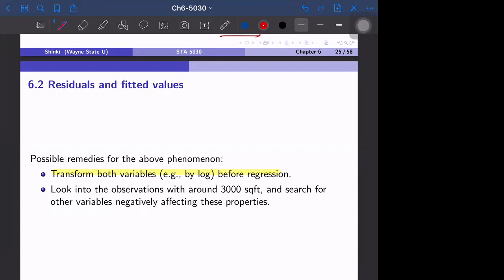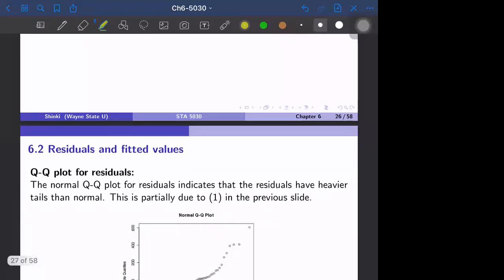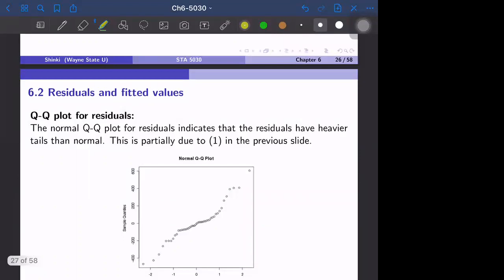One possibility is maybe log of y on x, or since the relationship is almost linear originally, maybe we take the logarithm of both x and y. Another remedy is to look into the observations with around 3000 square feet. Something may have happened. Realistically, we have to separate the case. The point is that the residuals are important to see if the assumptions of the linear model are correct.